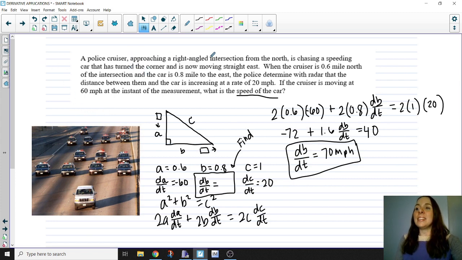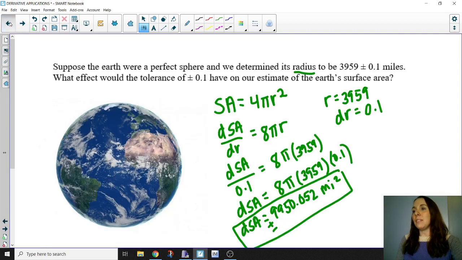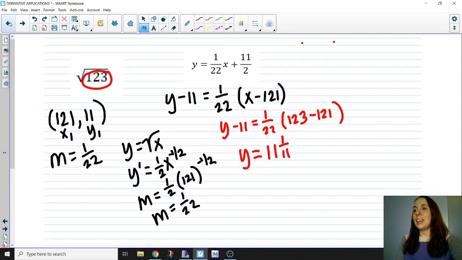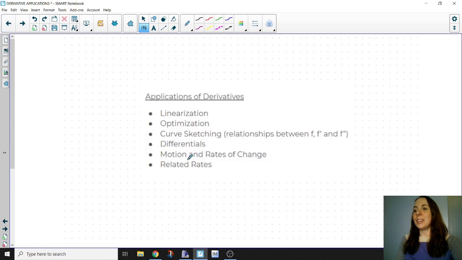Okay, but that is an example again of what we call related rates, and I do believe that that was the last thing on our list to discuss, yes, for our applications of derivatives.